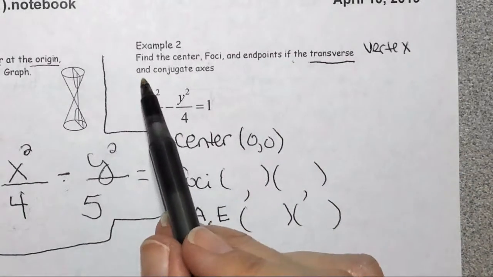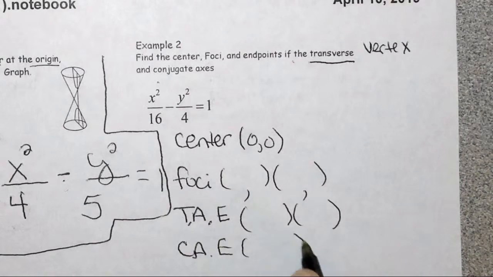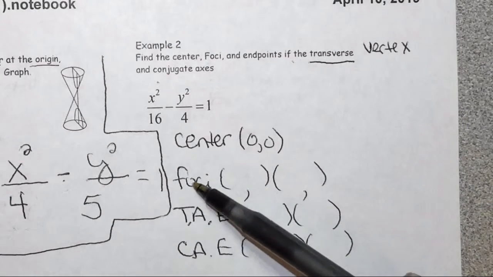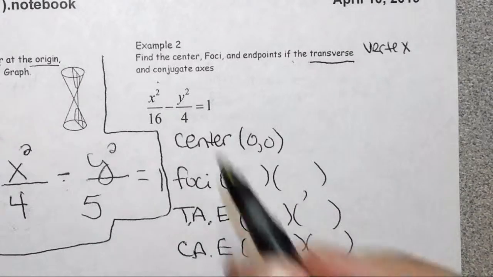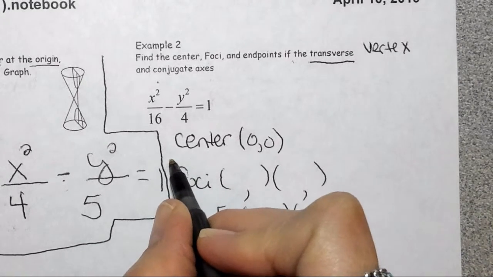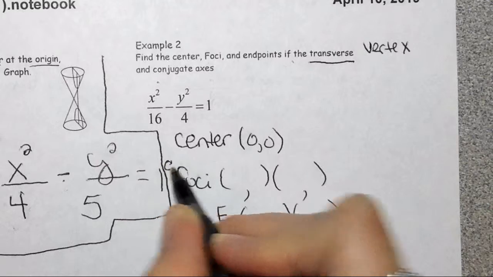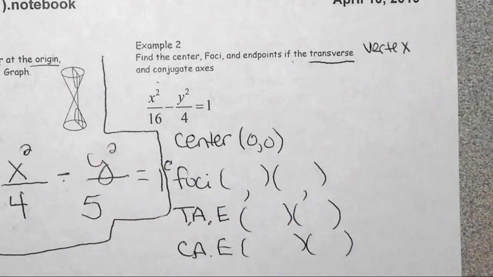And they also want the endpoints of the conjugate axis. Conjugate axis. What are those going to be? The covertex. So what letter am I going to need in order to find the focus? Nope, focus is not A. What letter is going to give me the focus? C. So we'll put a little C there to remind yourself.